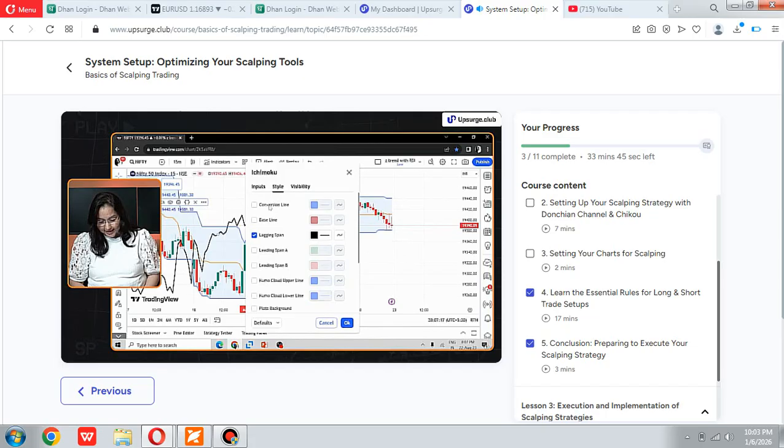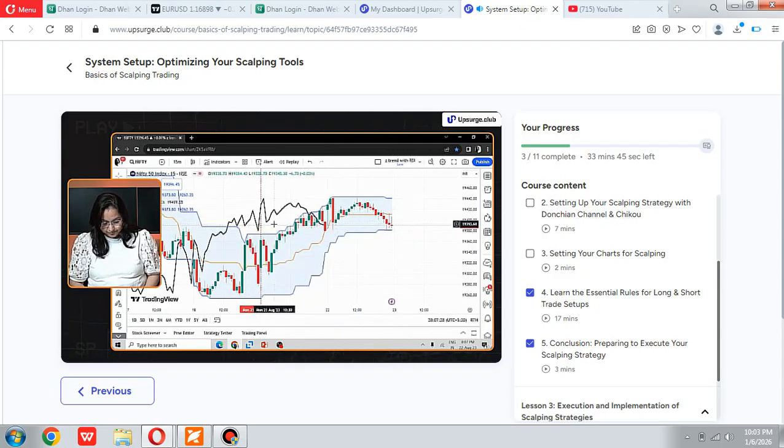And in the style, I deactivate everything. I only check the lagging span here. I've changed the color to black and made it a little bold so that it is clearly visible. The black line is the Chikou line that gets plotted. And here we have the system for the Donchian channel for intraday scalping ready in front of us.